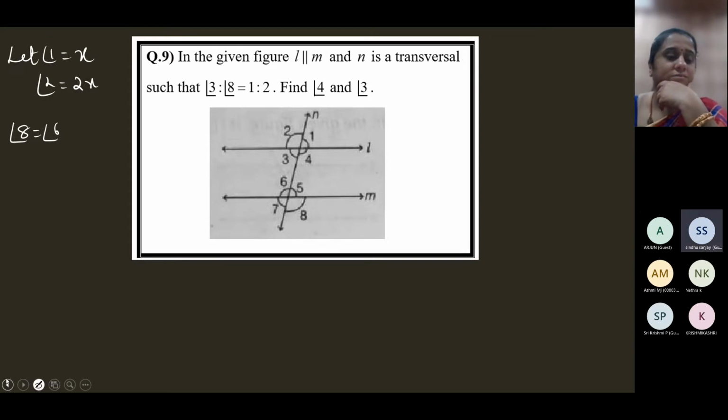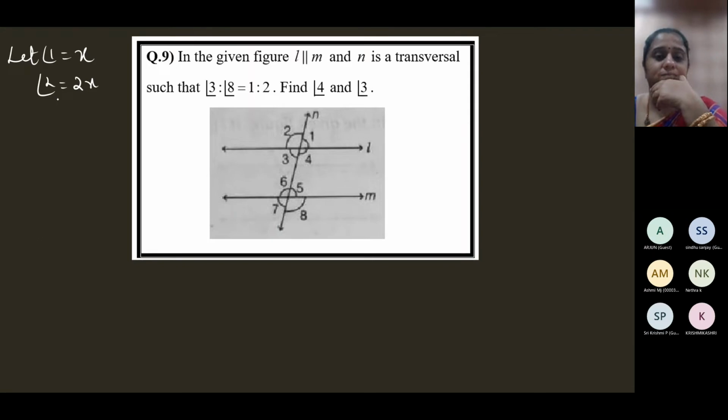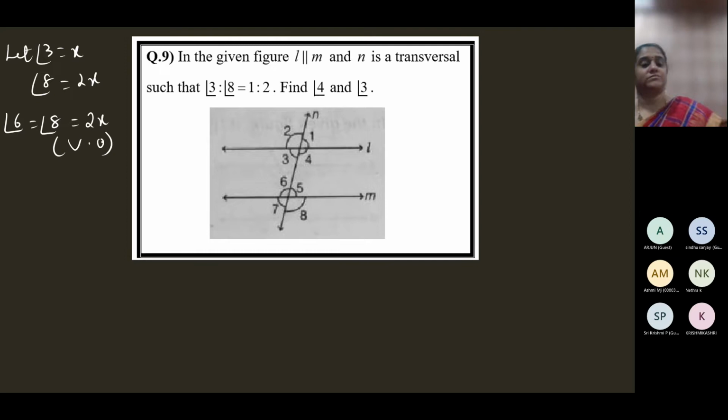Ma'am, angle 3 is 60 and angle 4 is 120, ma'am. Very good. Let me see. Angle 3 and 8. Let angle 3 be equal to x, angle 8 be equal to 2x. So angle 6 is equal to angle 8 is equal to 2x, because vertically opposite angles are equal.